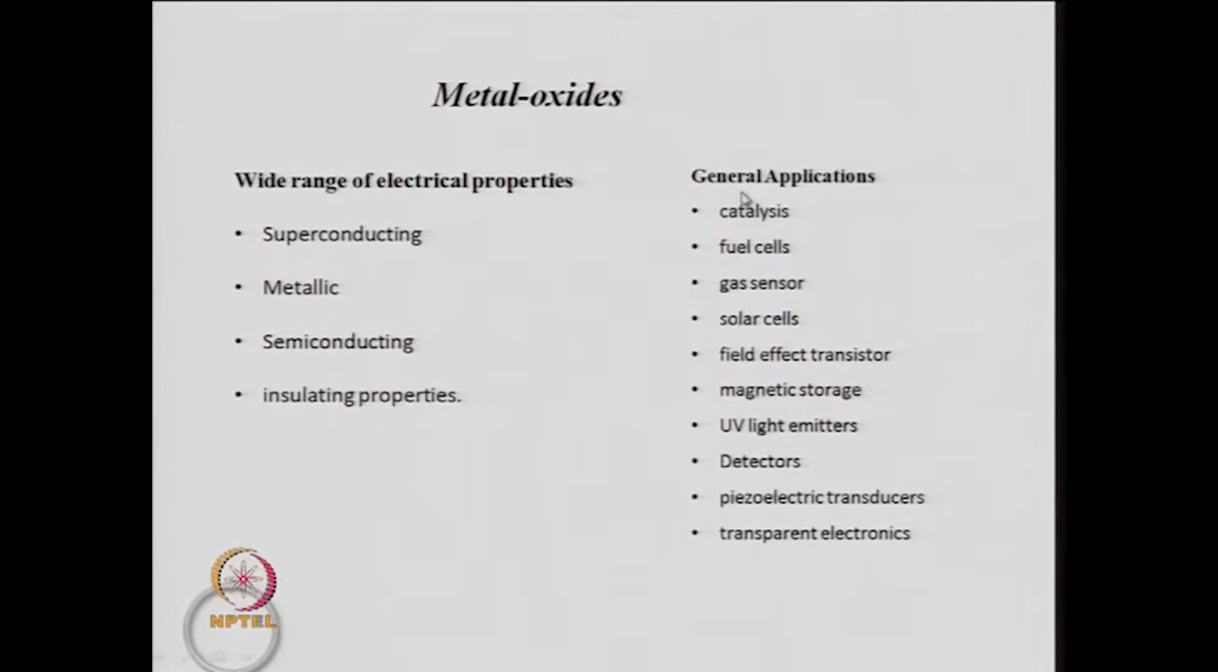So, there are general applications of metal oxides as catalysts, as fuel cells, gas sensors, solar cells, field effect transistors, magnetic storage systems, UV light emitters, detectors, piezoelectric transducers, in transparent electronics, many applications, and metal oxides are something which are very widely used in all our day to day life and in the entire world.